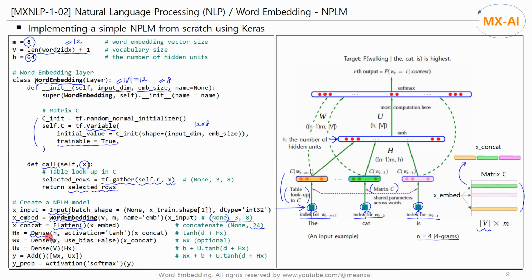Next, we create a hidden layer with 64 neurons. This layer takes as input the tensor X concat. The activation function is the hyperbolic tangent.